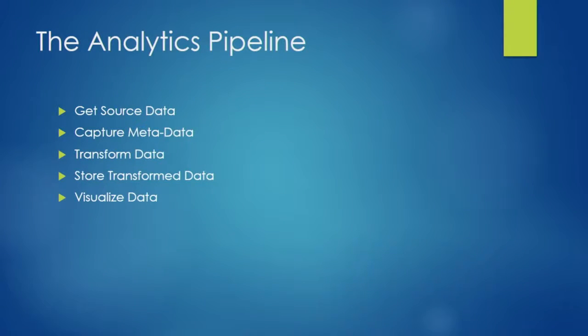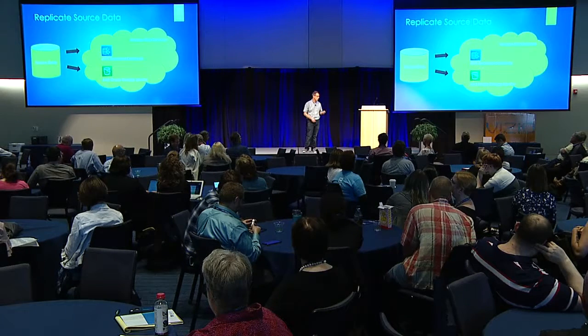So in the analytics pipeline, we get data from its source somewhere in a university system, whether it's on campus or in a service. We capture metadata. We can do traditional data science things like cleaning the data or transforming it into new types of data models. And then we store that transformed data, and then the visualization step is there.